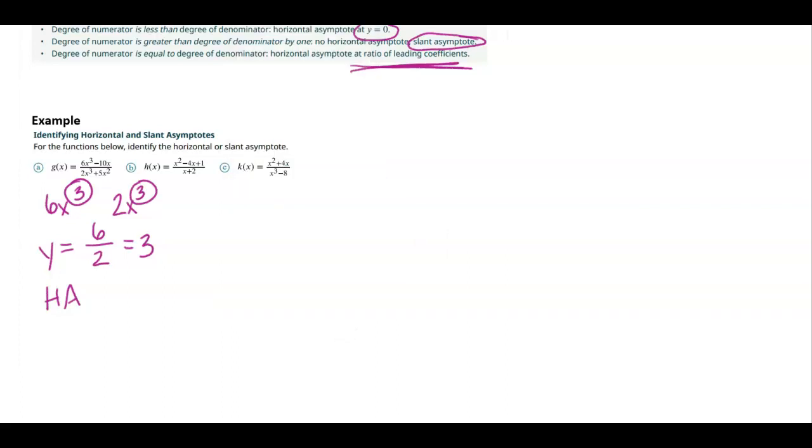On this one, I notice that my top leading term is x squared, and my bottom leading term is x. X squared is bigger than x to the power of 1, so I'm going to have what's called a slant asymptote. I'm going to divide my denominator into my numerator using long division.